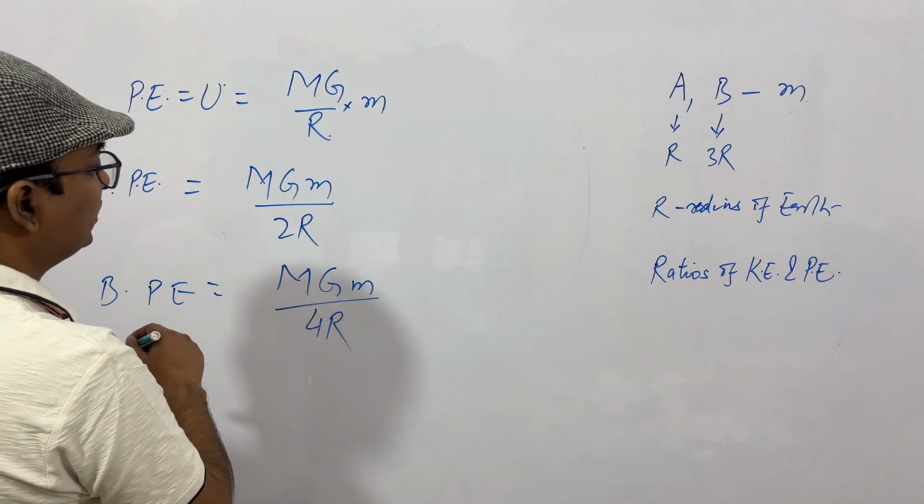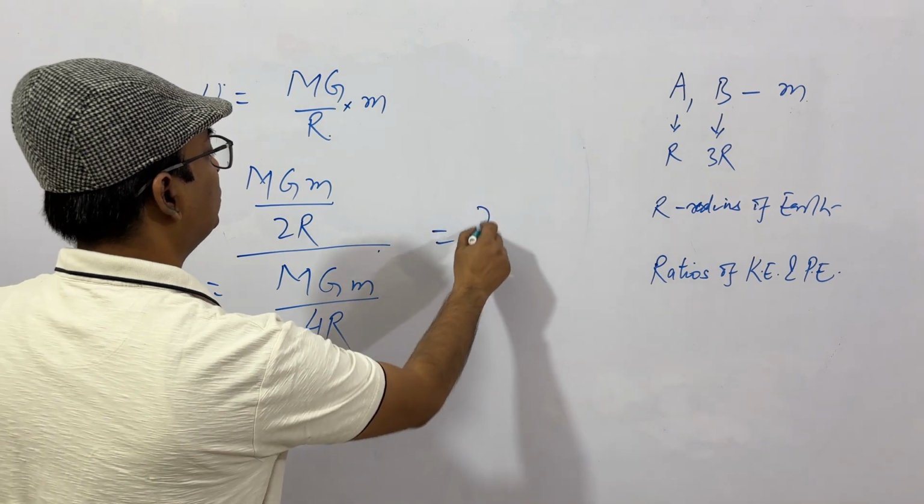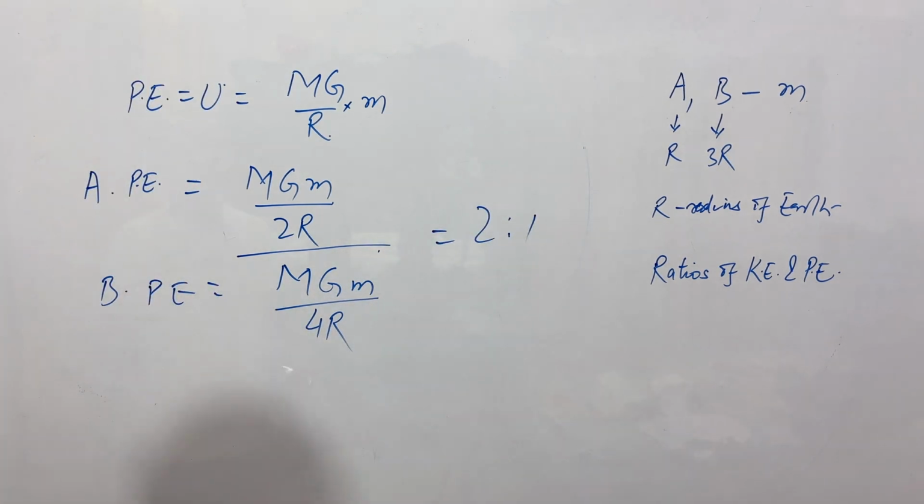We have to find a ratio. So what is the ratio? This by this, you see this cancels, this is 2:1. So the ratio of potential energy of A to potential energy of B is 2:1.